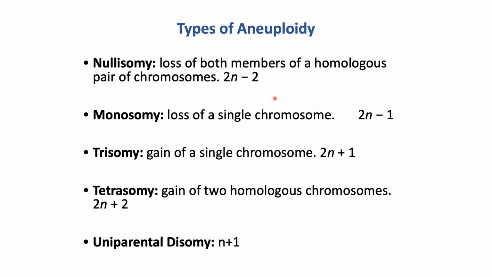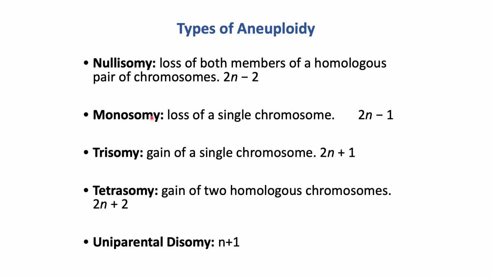There are different types of aneuploidy. One is nullisomy, which is the loss of both members of a homologous pair of chromosomes. For example, in the diploid human genome, we have 2n chromosomes, that is 46 chromosomes: chromosomes 1 to 22 and chromosomes X and Y. In nullisomy, we lose a pair of chromosomes. Let's say we lose both copies of chromosome 1 from the genome. So we would have 2n minus 2, with all the other chromosomes except both copies of chromosome 1.